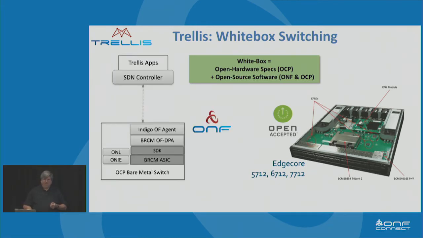And you can see the components are broken down in a similar manner. Whereas before we had VOLTHA running over here, now we've got the SDN controller running Trellis apps, and there is an OpenFlow agent running on the bare metal switch, as well as the various SDKs and APIs that run in the switch, and the Broadcom ASIC and other components that go inside of it.